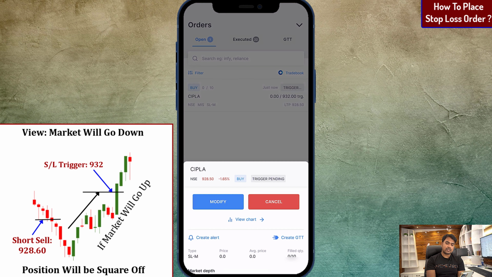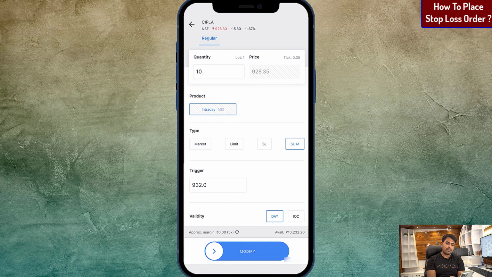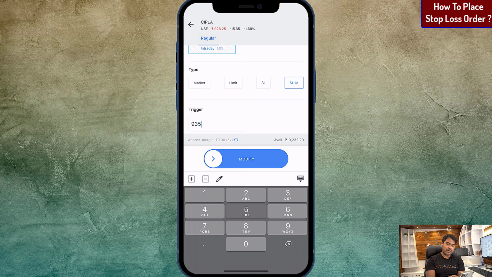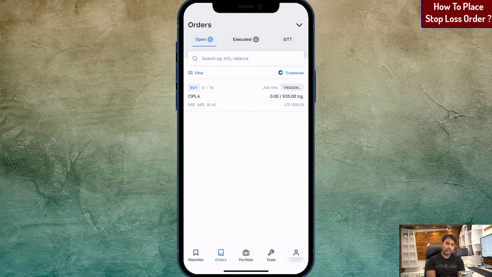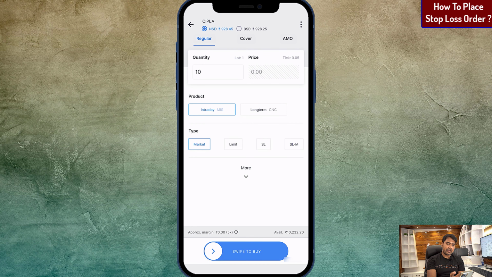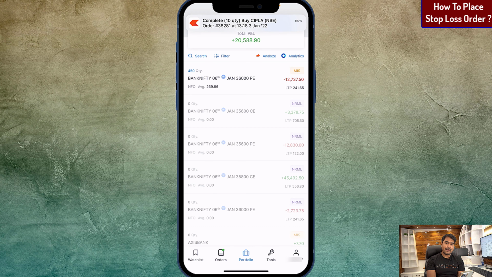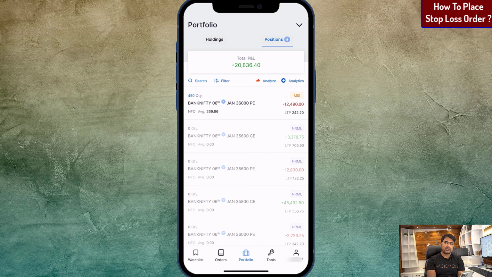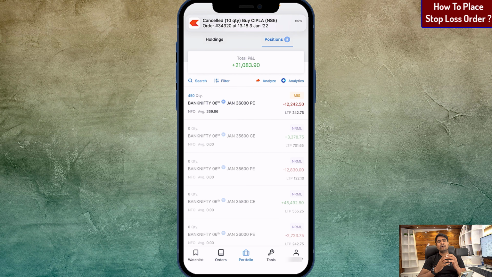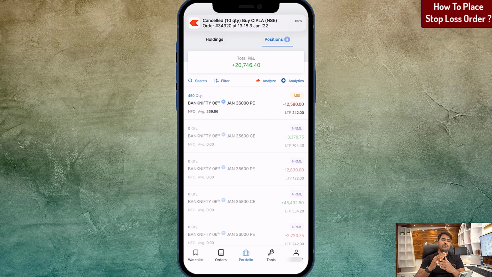If you want to cancel, just click on the cancel button, otherwise you can modify like this, 10 quantity, 932, and if you want 935, like this you can modify the stop loss. If you want to exit as soon as possible, just 10 quantity intraday market and swipe to buy. I have exited from these positions, but our stop loss order is also active in the order book. We don't have any positions, but our stop loss is still on. That's why I have to close this stop loss order like this. So that's how you can place a stop loss order to limit your losses.